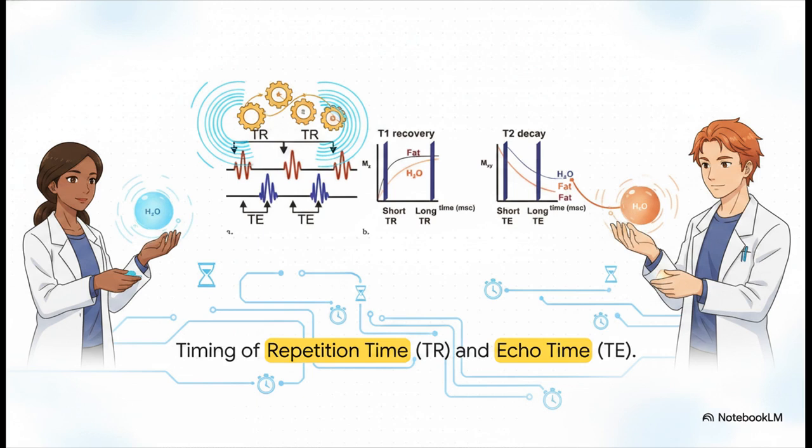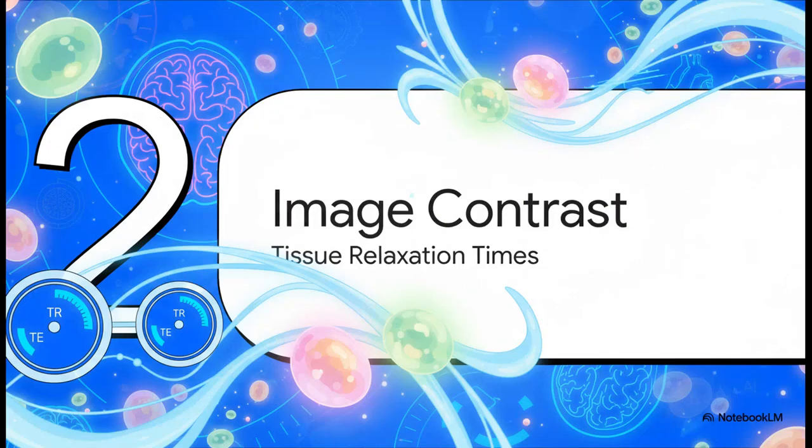Now, these two parameters are measured in milliseconds, but make no mistake, they dictate absolutely everything about the image we eventually see. Section 2, crafting image contrast. By just twisting these two timing dials, our TR and TE, the operator can completely flip which tissues light up on the screen and which ones fade out into the dark.